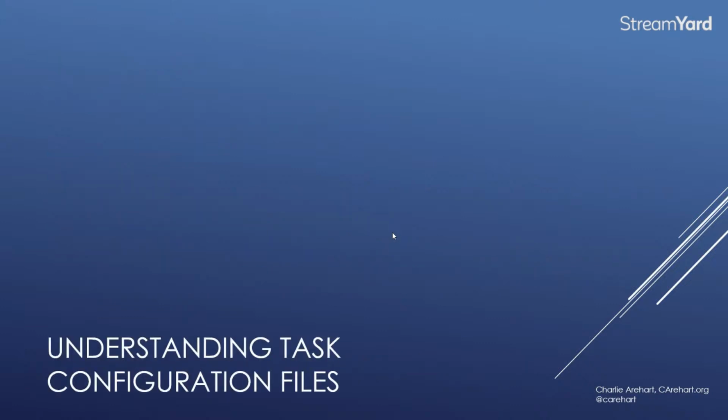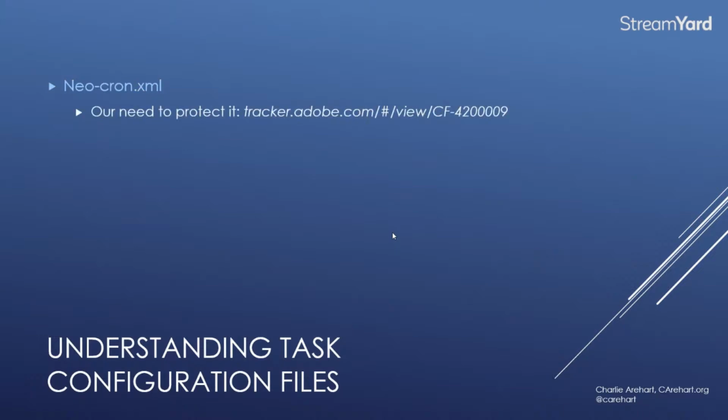Let's move on to the underlying task configuration file. So that cron is the place where things are stored about scheduled tasks, for better or worse. We really need to protect it, because if it gets corrupted, we're in trouble. So I did a tracker ticket. That's the URL for tracker.adobe.com. And that's the ticket number where I raised a concern saying, hey, we can't just have the current feature in CF for Neo XML files. It creates one backup, and every time anything changes, it creates another backup.